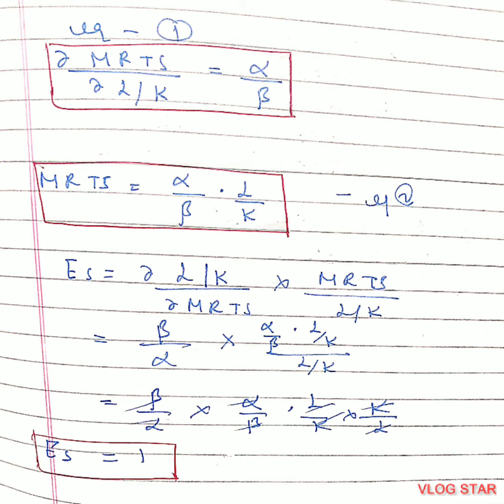Now according to the mathematical rule, the thing which was in the denominator, L upon K, can be written as K upon L by reversing. Now we'll cancel out beta by beta, alpha by alpha, L by L, K by K. All we get is 1. So in the end, everything cancelled out and we got elasticity of substitution as 1.